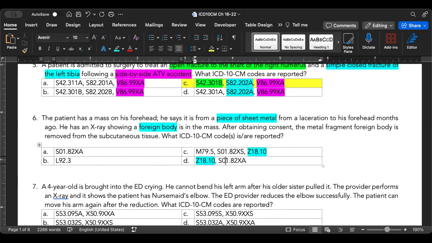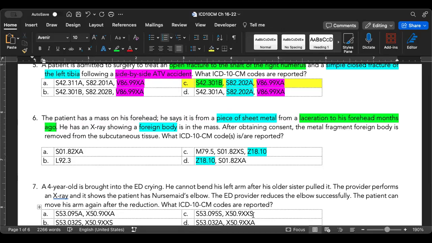Well, the removal is going to be our CPT code. We're only coding our ICD-10s, the conditions themselves. So we have a healed laceration, right? That contains the mass that contains that foreign body, right? So we need to code the laceration. And it's going to be considered a sequela because it's going to be a late effect. So we're not going to be in the healing phase. We're not going to be in the treatment phase of the laceration.